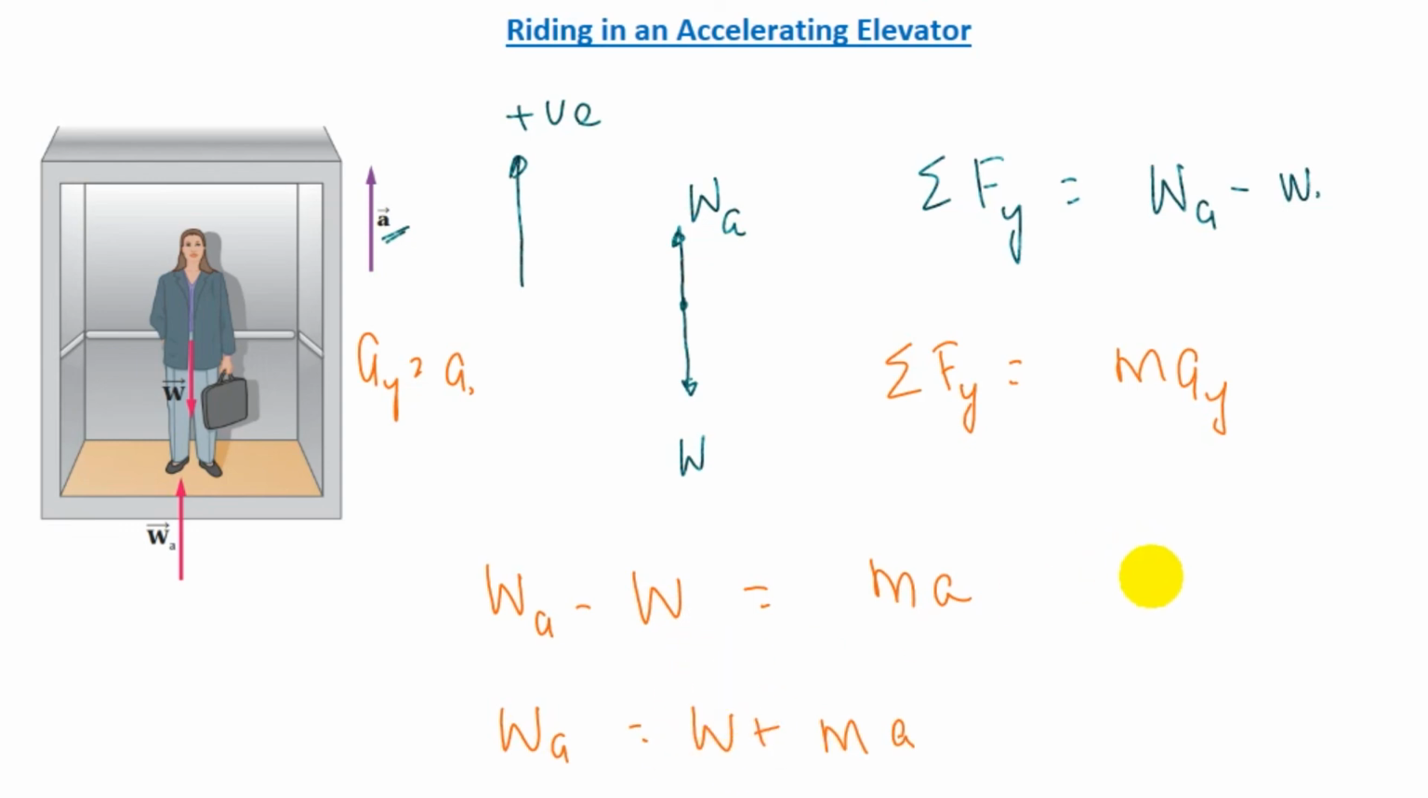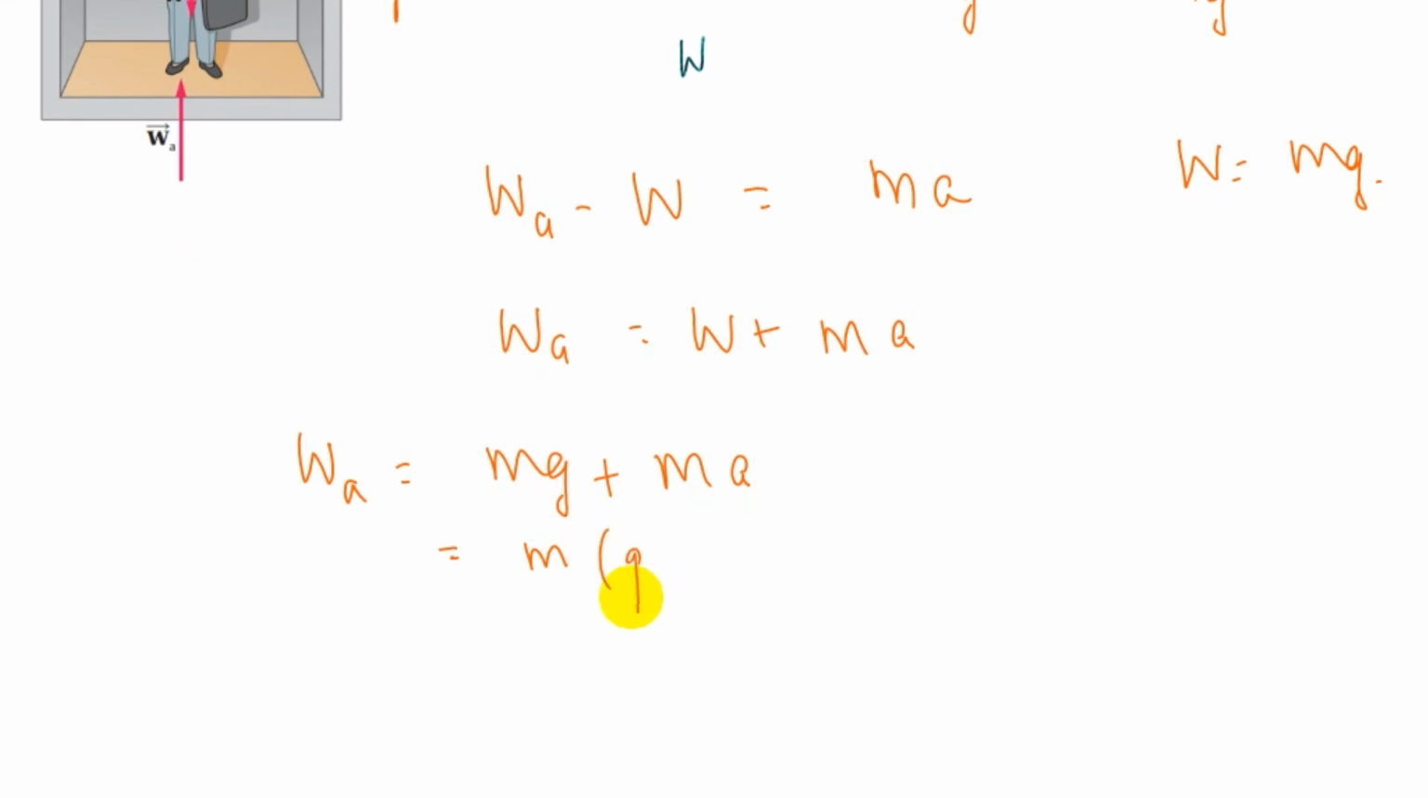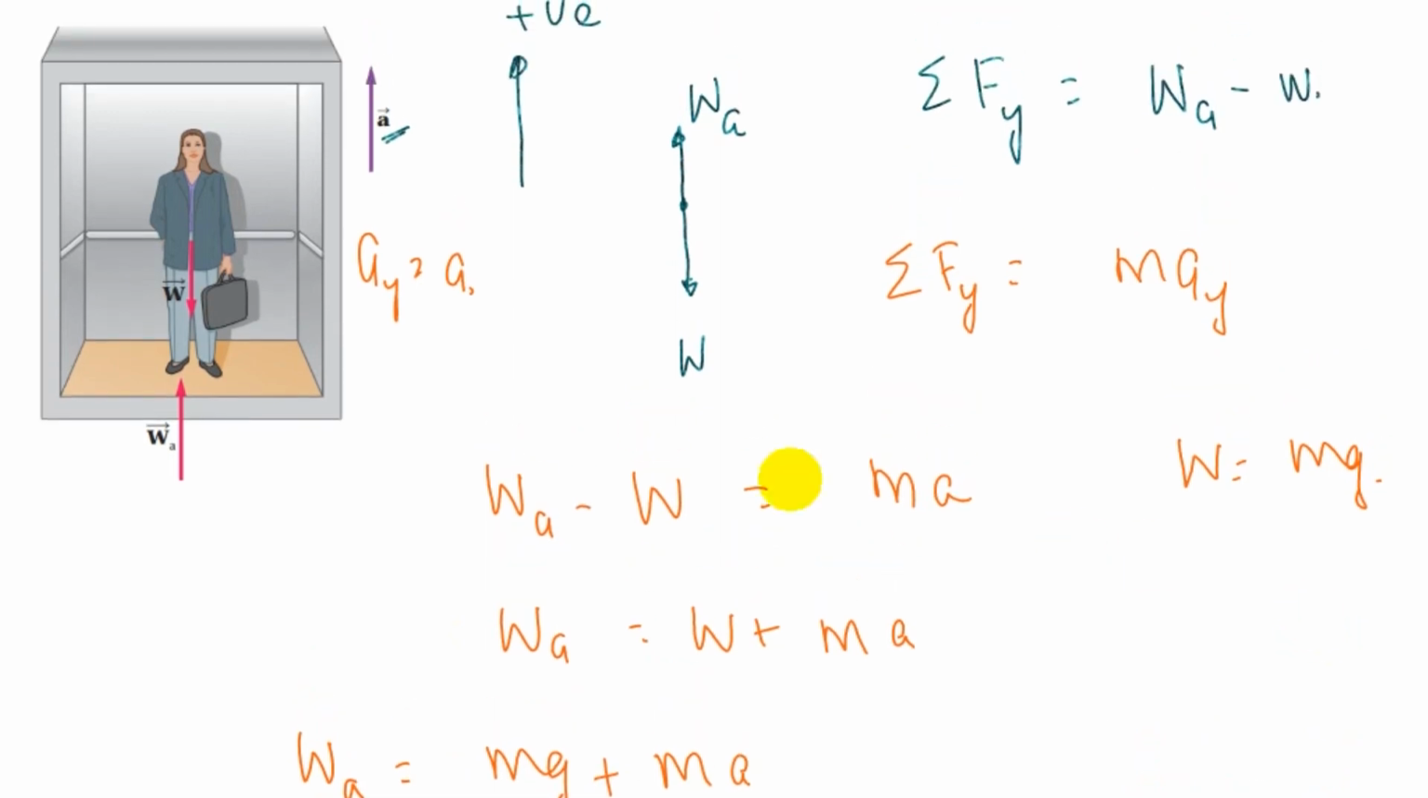Now what is weight? Weight is m times g. So we can put it here. So WA will be equal to mg plus ma, which can also be written as, we can take m common, m times g plus a. So here we notice that your apparent weight WA is greater than your actual weight W. Hence you will feel heavier when the elevator is accelerating upwards.